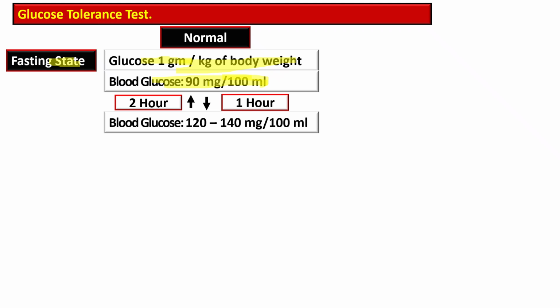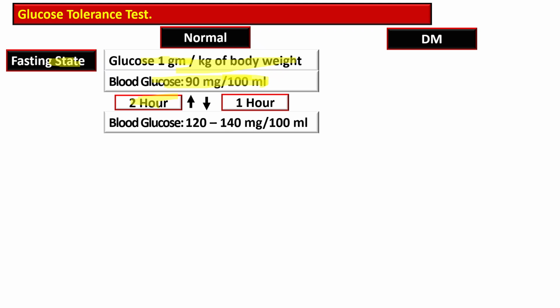Then blood glucose returns to normal or slightly below baseline within 2 hours. The quick rise and fall indicate normal insulin secretion and normal insulin sensitivity.